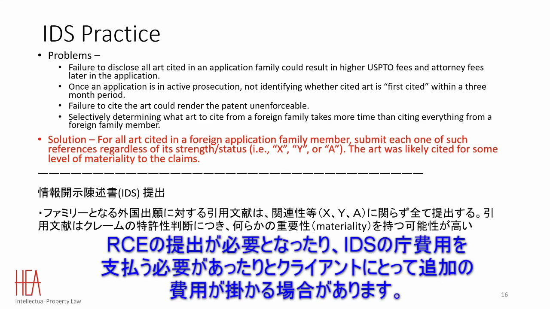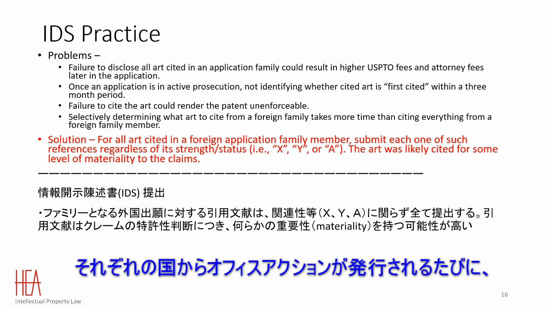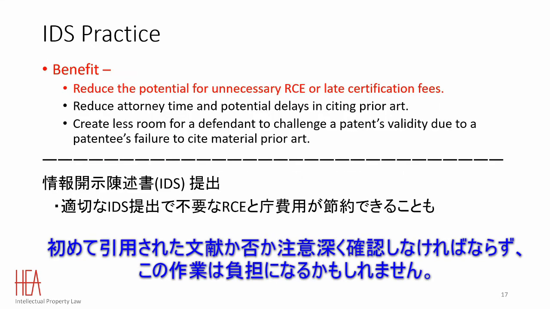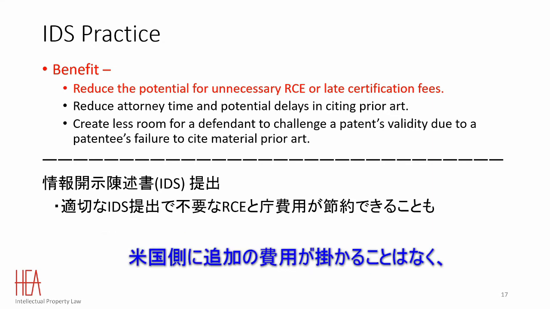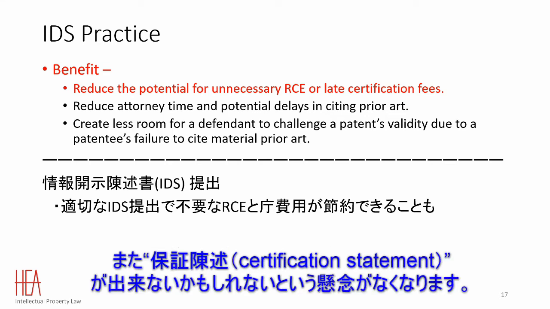So in order to make this first cited certification, we're going to have to go back and look at every single other office action or search report that was performed before this Australian office action. So this can be quite cumbersome and quite expensive for the client. What I would suggest considering is that if we're going to file an IDS anyway for an X or Y, just include the A references. The cost will probably not be anything more, at least from the US attorney perspective. So we might as well include that, and then we don't have to worry about any certification statement.